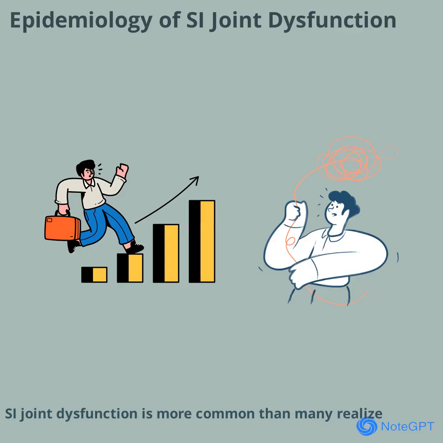SI joint dysfunction is more common than many realize, contributing to 15–30% of chronic low back pain cases. Prevalence varies by age and population, with higher rates seen in trauma patients and pregnant women.